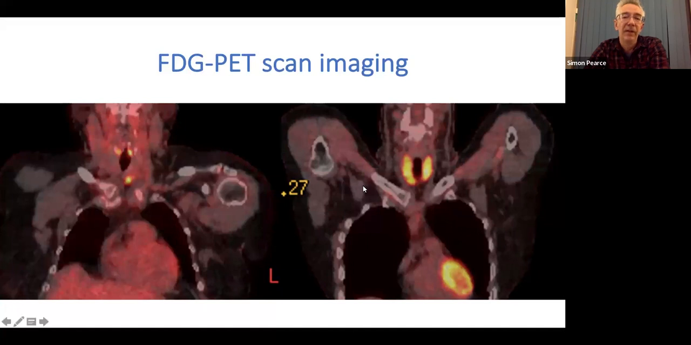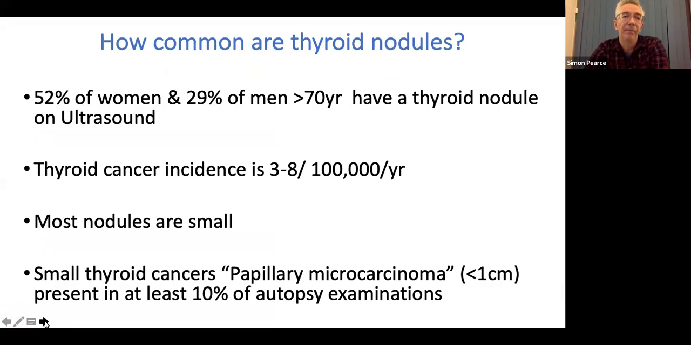On the other hand, this person on the left here is a person with Hashimoto thyroiditis, so they've got diffuse metabolic activity throughout both lobes of the thyroid gland, and that's the activity of the lymphocytes that are attacking the thyroid in that case. So you get different appearances, but a single or multiple little nodules like that on an FDG PET scan always need some additional investigation in general.